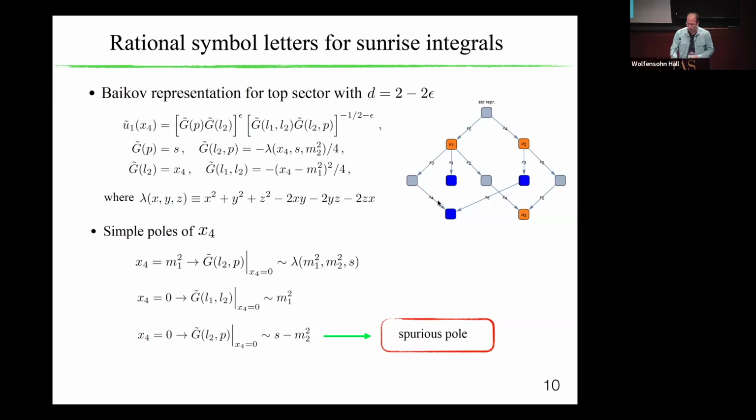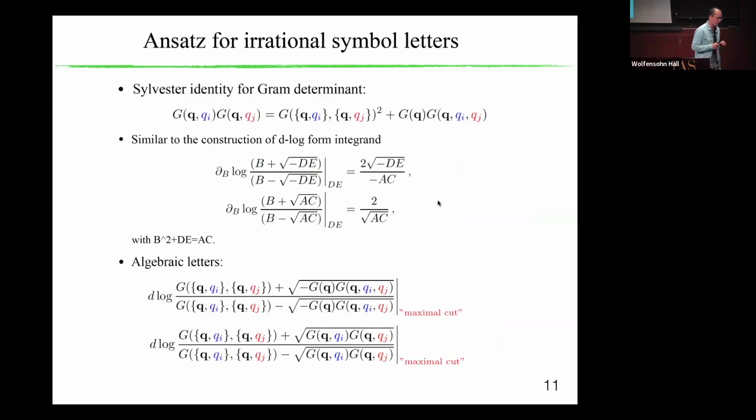Okay. So we can see this is the general structure of rational letters. Now let's turn to the irrational ones. I think the key point to construct the irrational letters is the list identities.